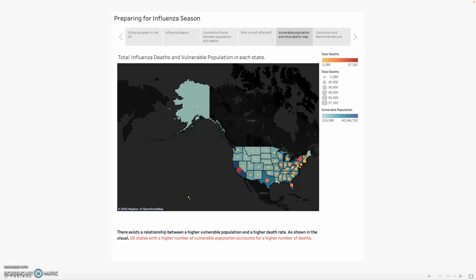An interesting observation that I made is that typically, since flu is more active during the colder seasons, we might be more inclined to suggest that the colder states may have higher death rates. But we can see here that the states with a high death count, such as California, Texas, and Florida, are traditionally warmer states, suggesting that population plays a big role.